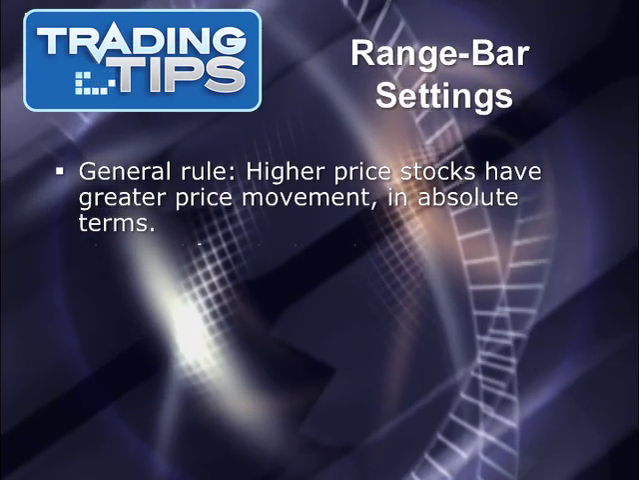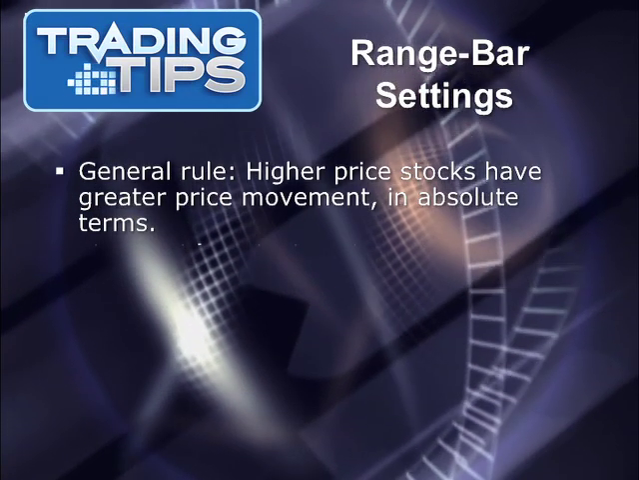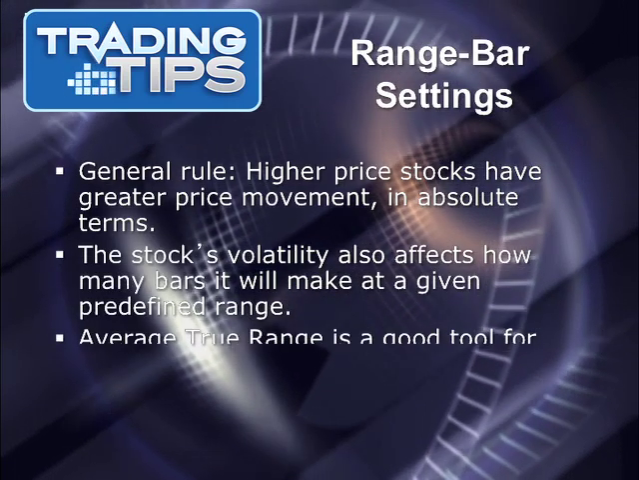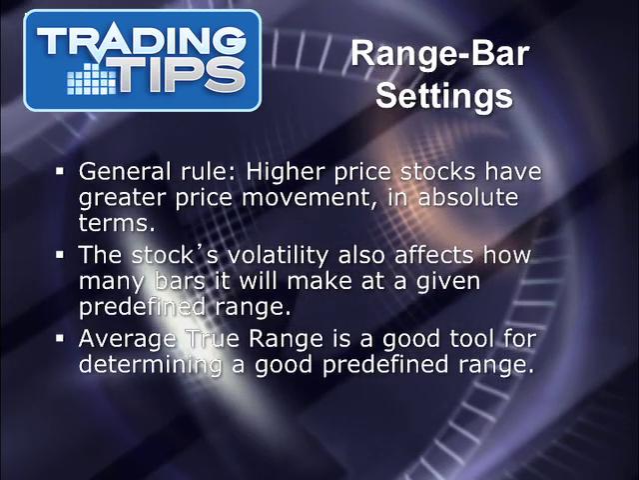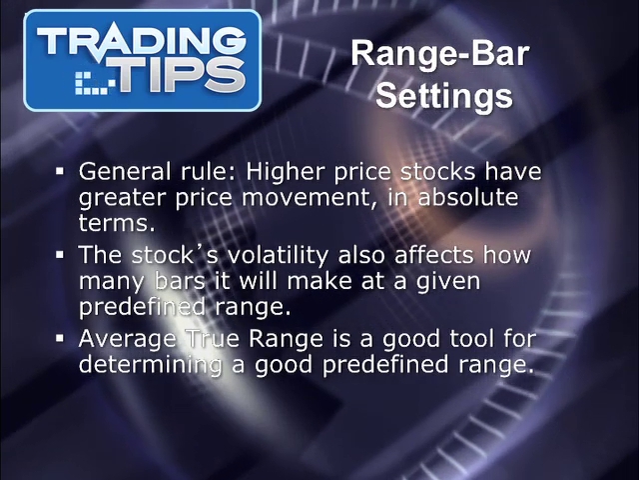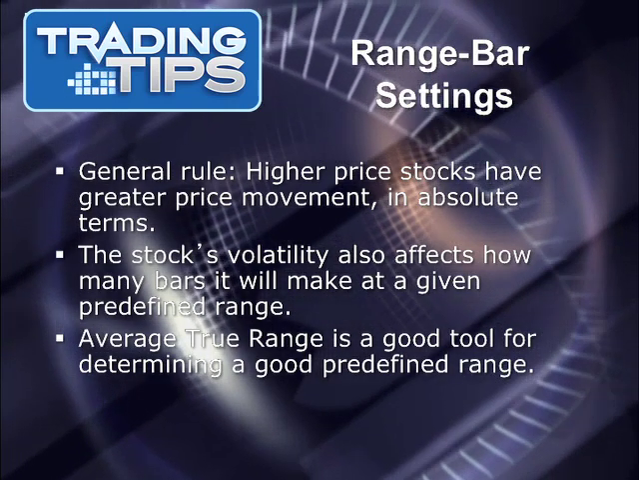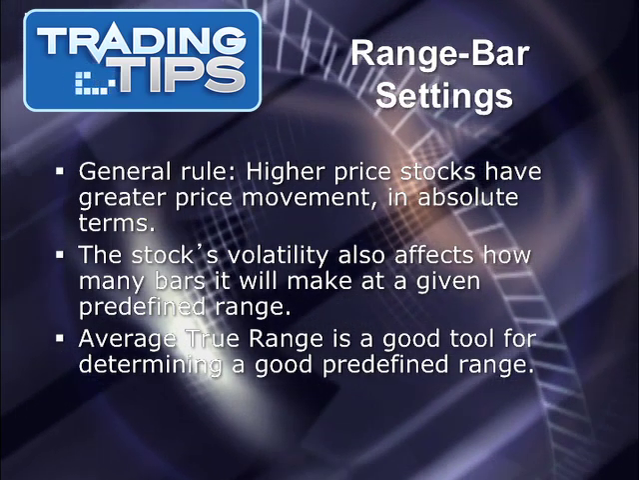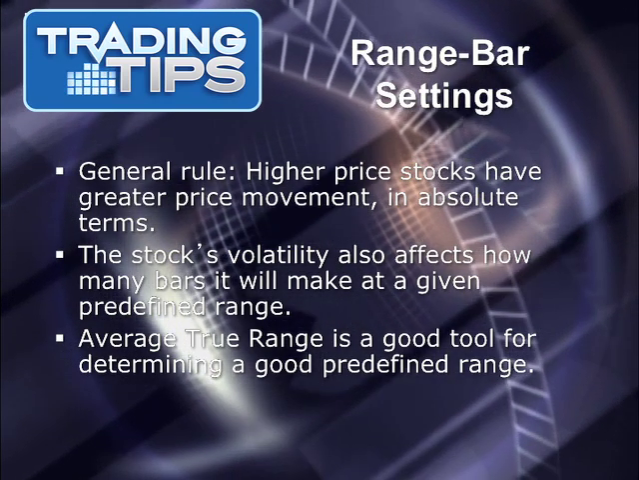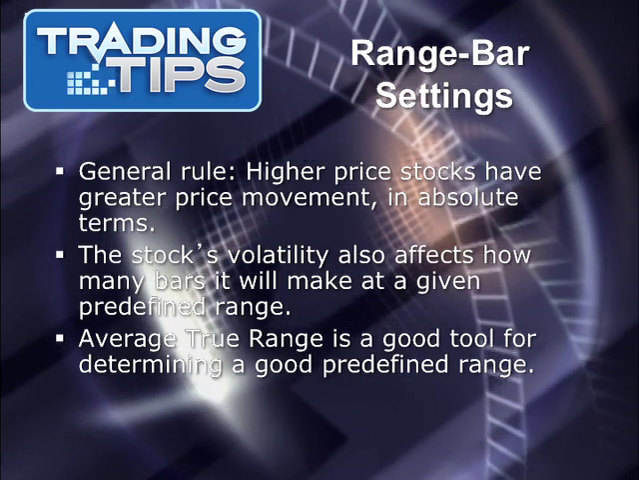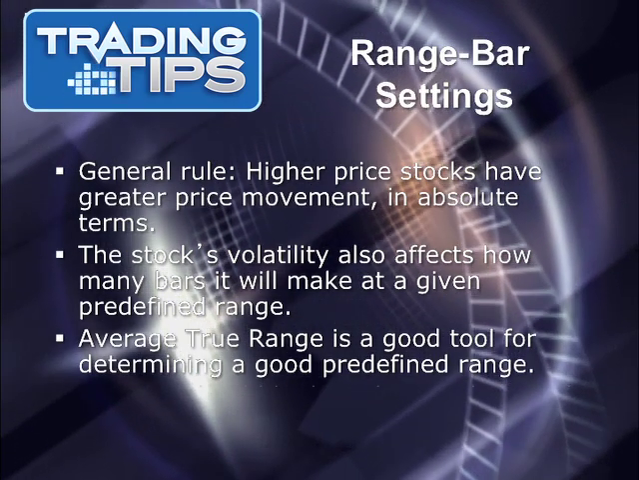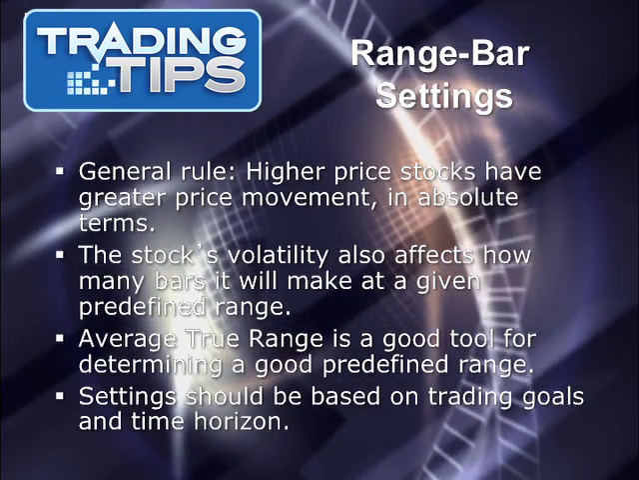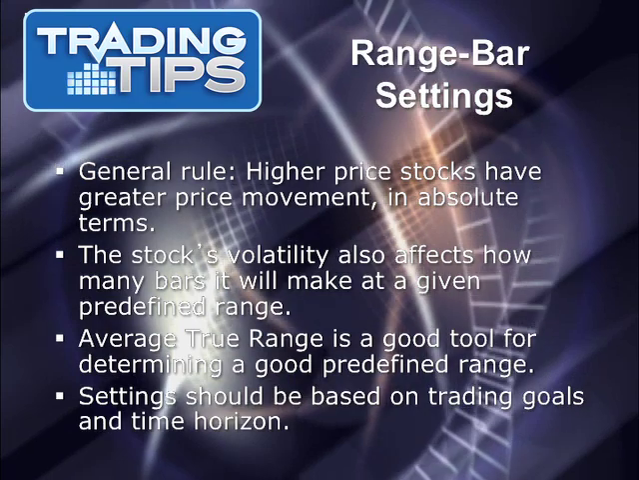In general, higher priced stocks should have bigger thresholds, but the predefined ranges should also take the stock's average volatility into account too. The best way to determine what range to use is to consider the stock's average true range, or ATR. We covered average true range on a previous TradingTips.com episode, and you can brush up on that indicator by searching for average true range at TradingTips.com. Once ATR is determined, you can set your predefined range based on a percentage of ATR. The percentage you use should be based on your trading goals and time horizon.